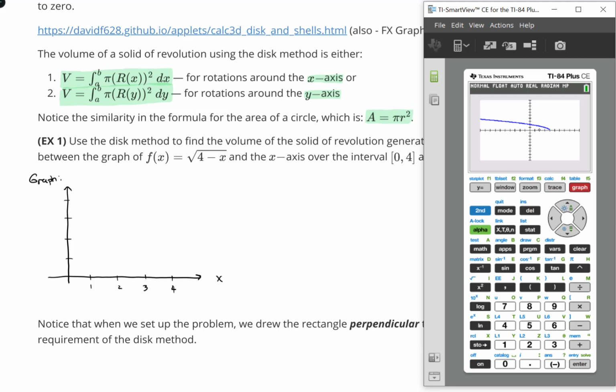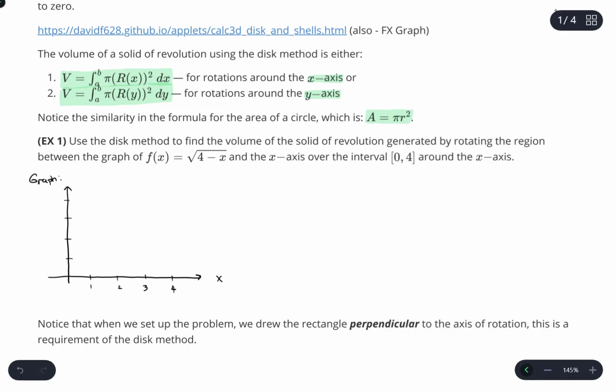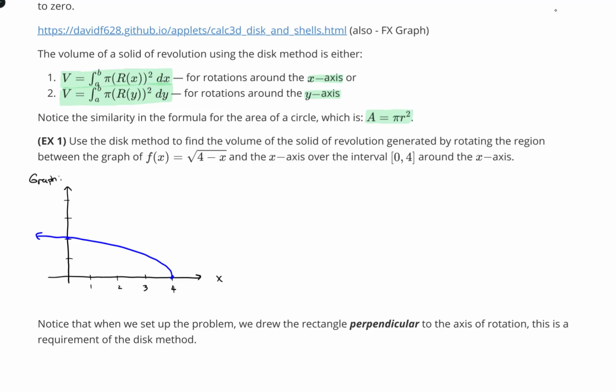Okay, so square root graph, basic graph, but it's pointing backwards, and it's shifted to the right 4 units. Okay, so we have a point here, there's a point here, and the graph looks like that. Okay, we're rotating around the x-axis, and we're on the interval from 0 to 4.